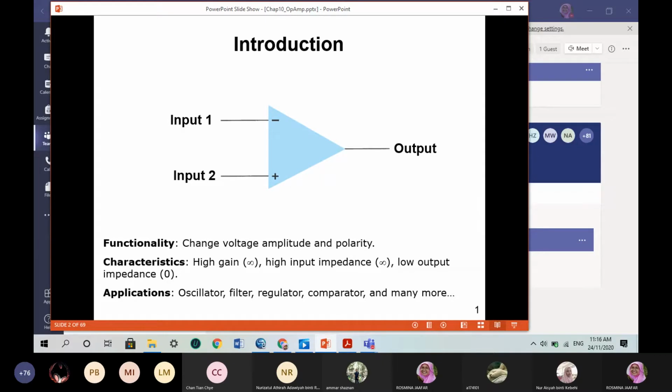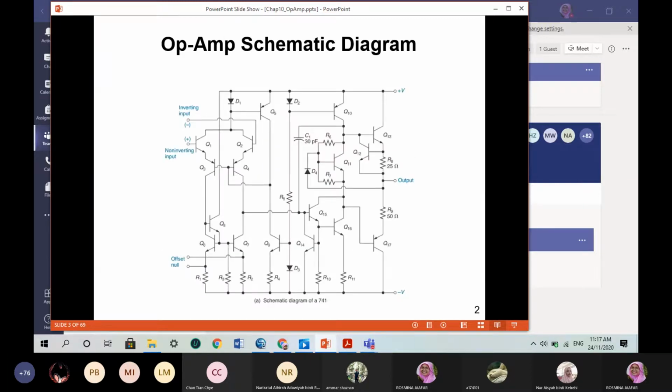An Opamp can be used to make many circuits such as the oscillator, the filter, regulator, comparator, differentiator, integrator, and many more. The list can go on. Today we just learn the basics of Opamps. There are many kinds of Opamps produced, and the Opamp itself is an integrated circuit comprised of small circuits.